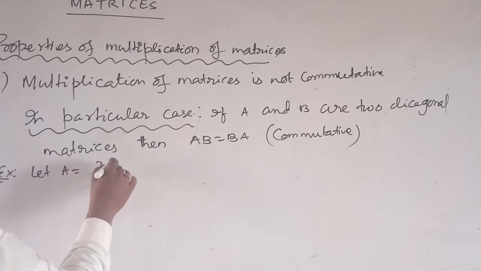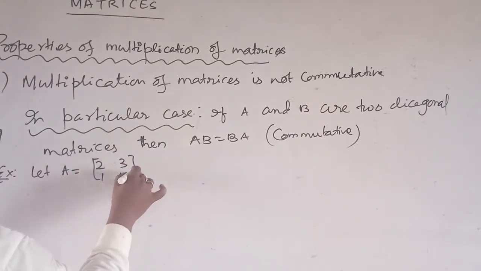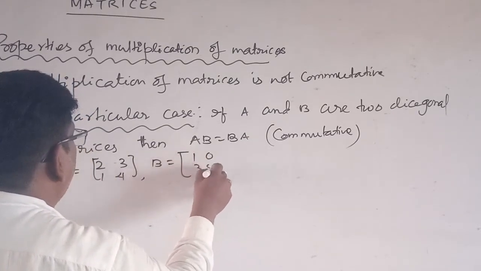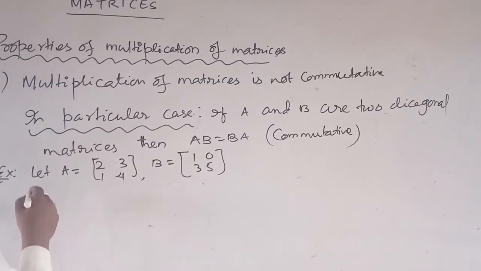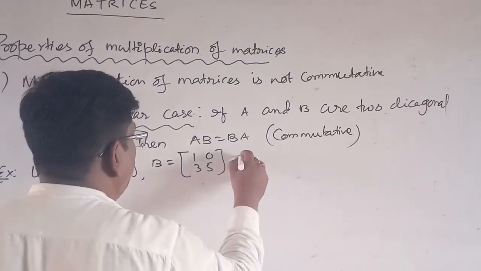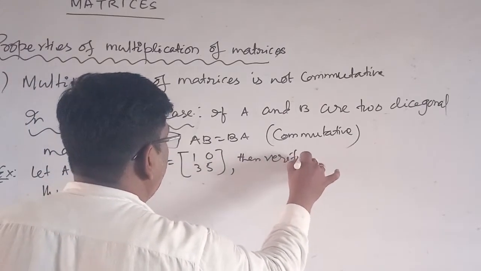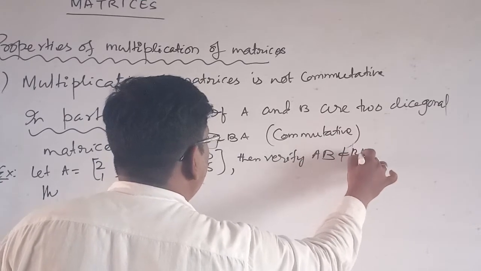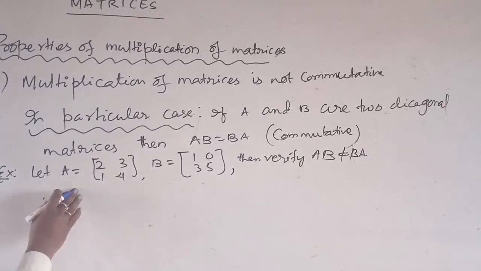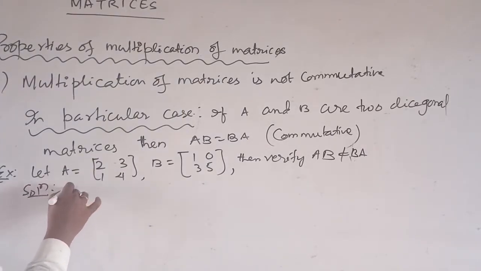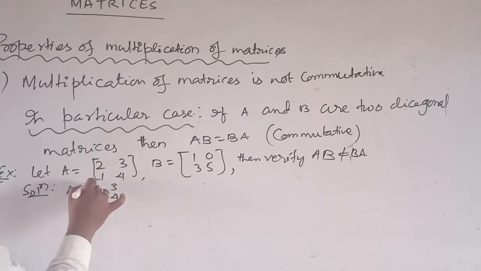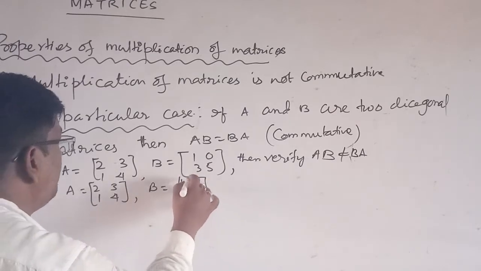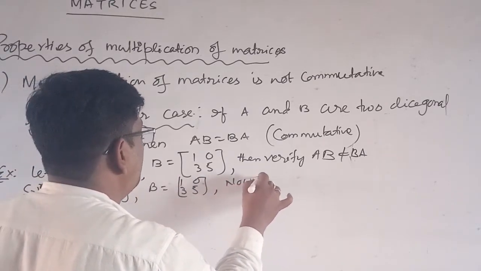let A is equal to [2, 3; 1, 4] and B is equal to [1, 0; 3, 5]. Then verify AB not equal to BA. Solution: A is equal to [2, 3; 1, 4] and B is equal to [1, 0; 3, 5]. Now find AB.